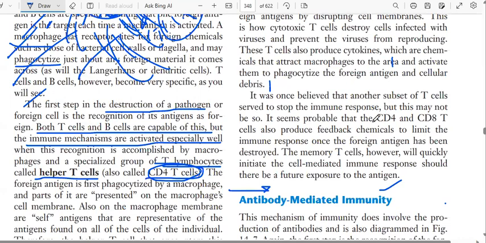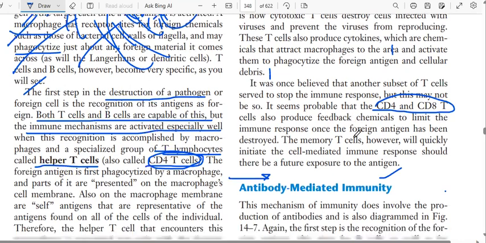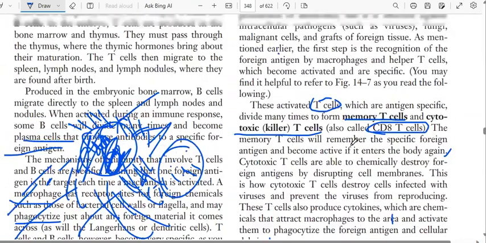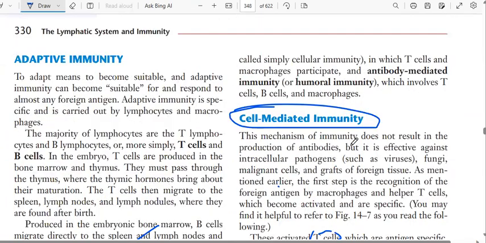So then again, CD4 and CD8 T cells have feedback chemical. Then they have to decrease the amount of cells, macrophage cells, other cells, CD4 cells, CD8 cells. Okay. That's the reason the immune response will automatically decrease. Okay. So we have to explain this to patients also.